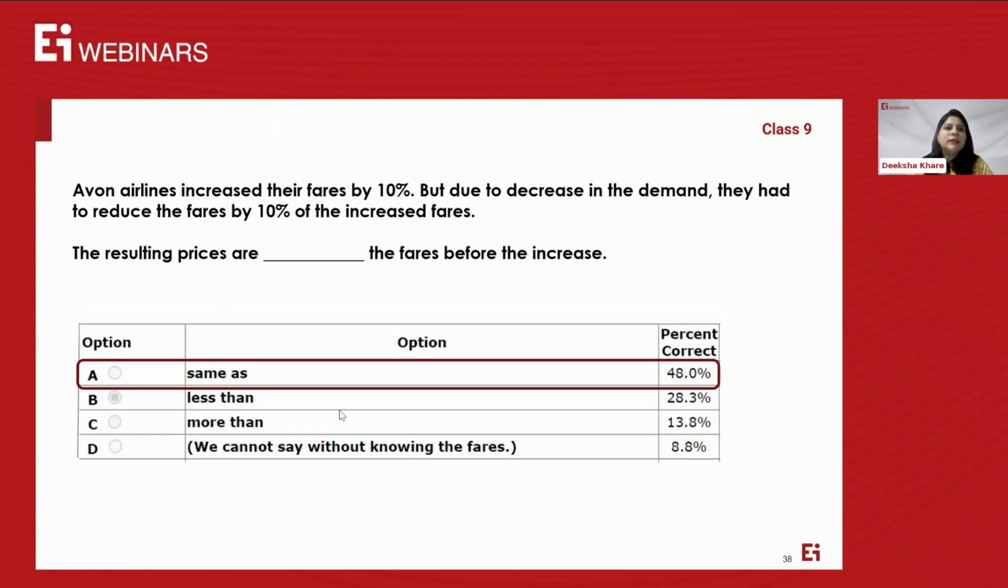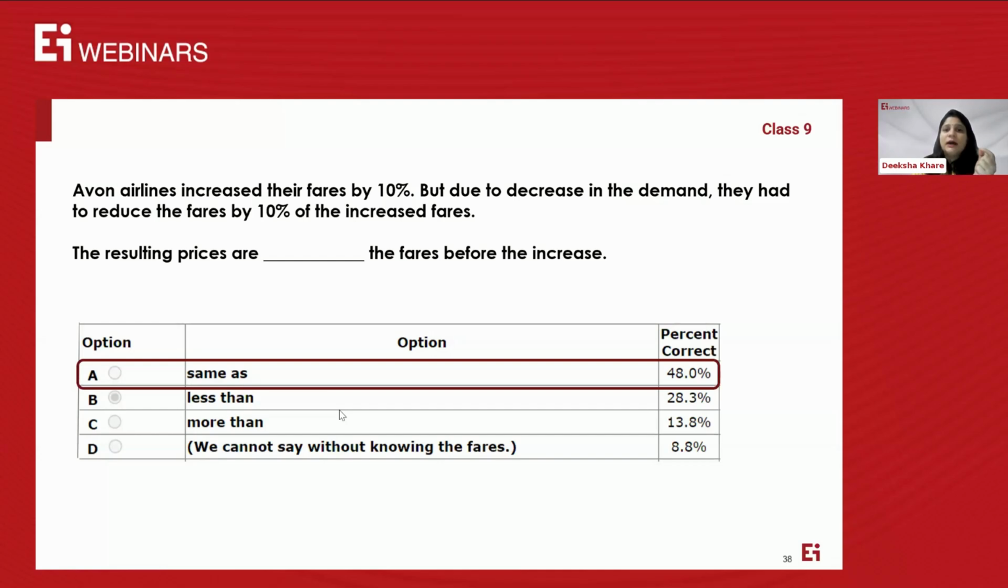A1 Airlines increased their fares by 10%, but due to a decrease in the demand, they had to reduce the fares by 10% of the increased fares. The resulting prices are dash the fares before the increase. Now, what is the answer? Initially a 10% increase, and then a 10% decrease on the increased price, which will lead to the resulting price being less than the fares before the increase.